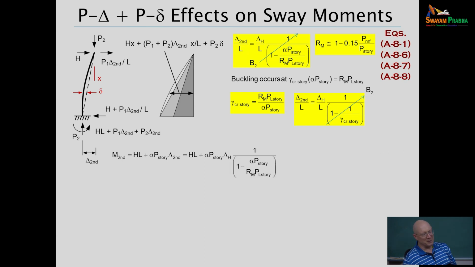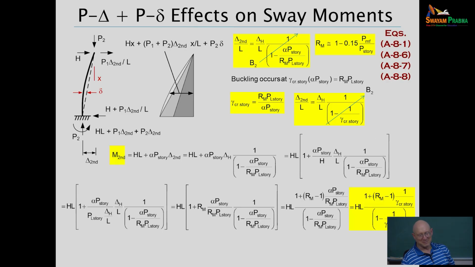All right, let's do the moment. So similar to what we did before, we're going to say, okay, well, fundamentally, the second order moment is HL plus alpha P story times delta second. And let's plug in for delta second in terms of delta first times our amplification factor. And now a lot of algebra. Manipulate that, we get to the form on the lower right.